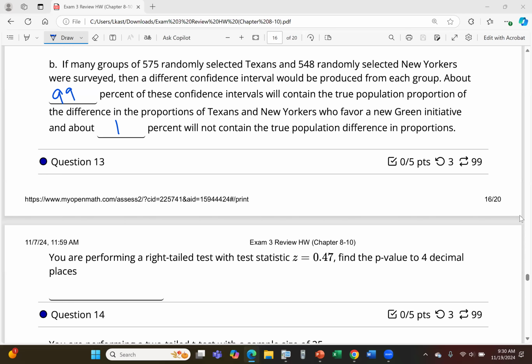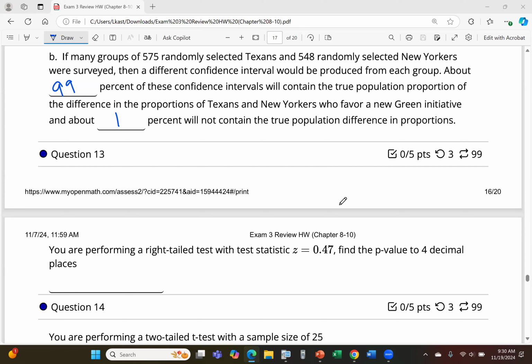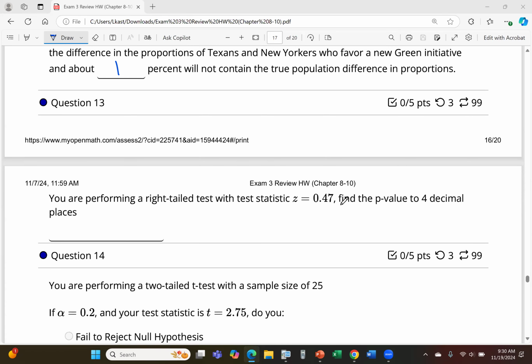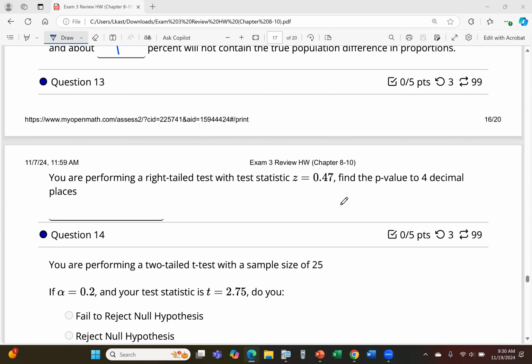All right, let's finish up this exam review. Last Thursday, we had gotten to question 13. You are performing a right-tailed test with a test statistic z equals 0.47. Find the p-value to 4 decimal places.